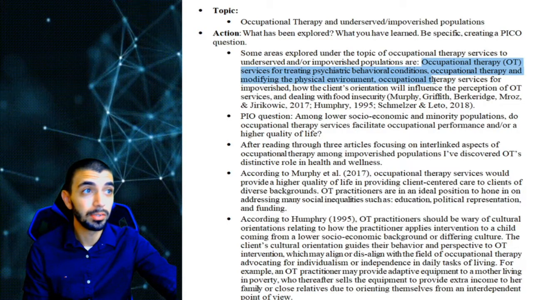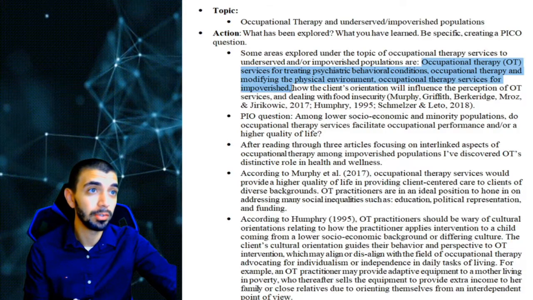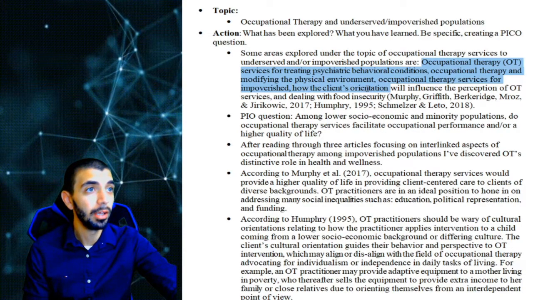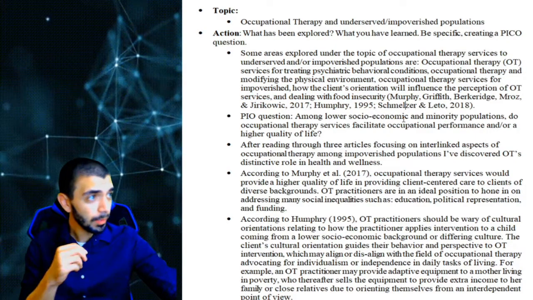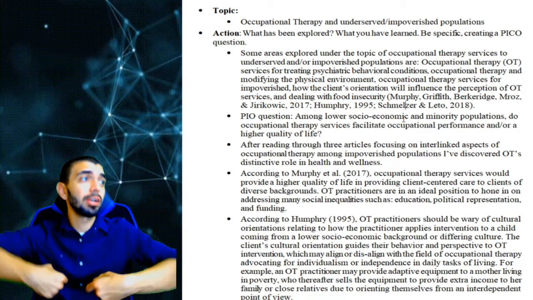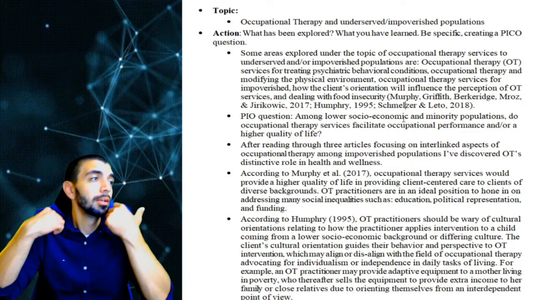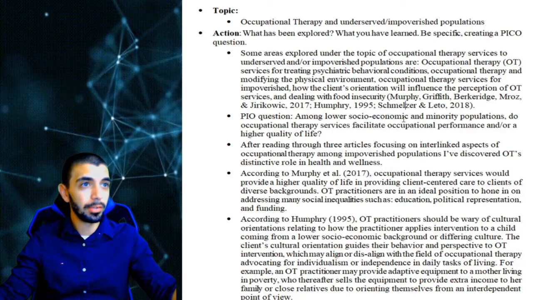OT services for impoverished, that was another area I found. And food insecurity, there was a couple of other ones as well. So that was kind of like the broad net. I just tossed it out and I was like, okay, what's out there? This is what's out there right now.